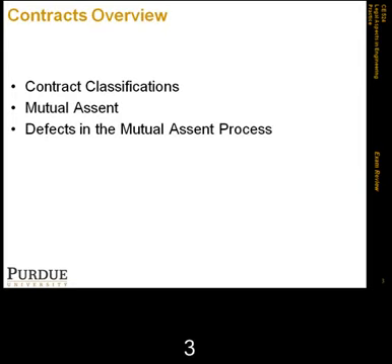Another important issue under mutual assent is something called formation defects and restitution. Restitution is basically a remedy where a judge or a court could confer benefits when a claim cannot be based on a valid contract. And there are two cases for that.